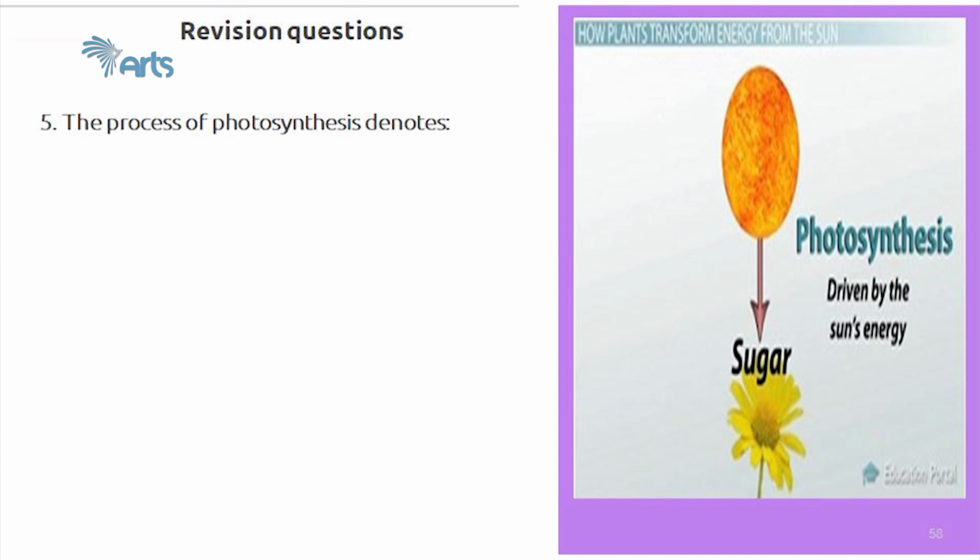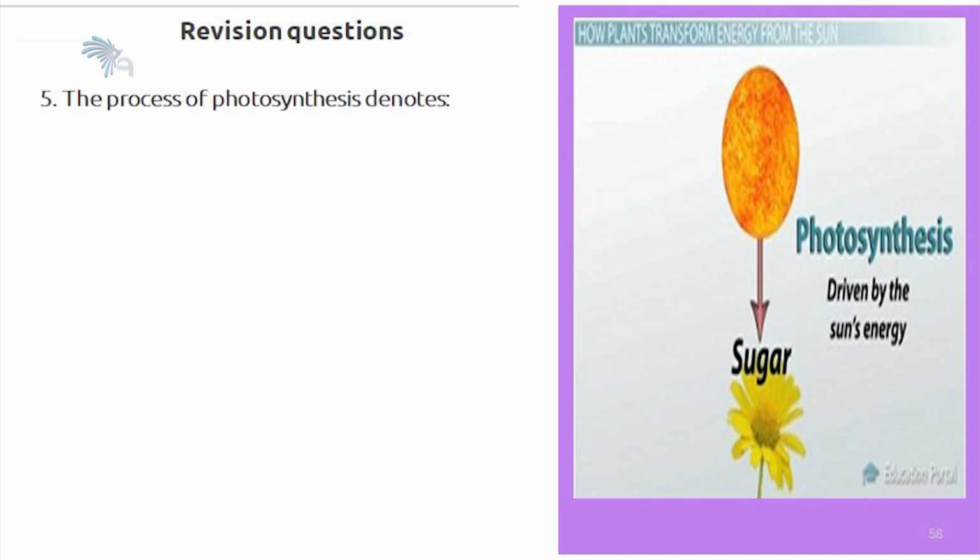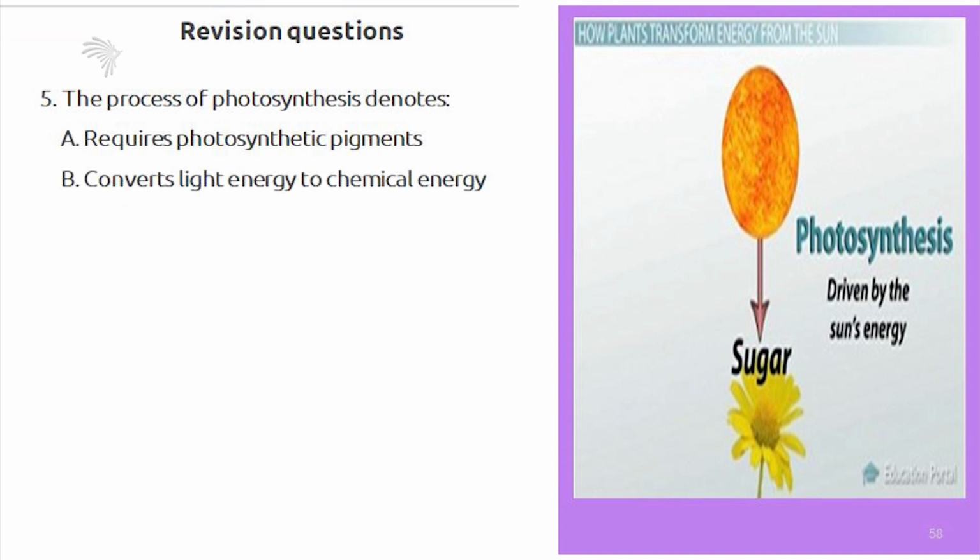Question number five. The process of photosynthesis denotes: A. Requires photosynthetic pigment, B. Converts light energy to chemical energy, C. Uses carbon dioxide and water as raw material, D. All. If your answer is D, you're correct.